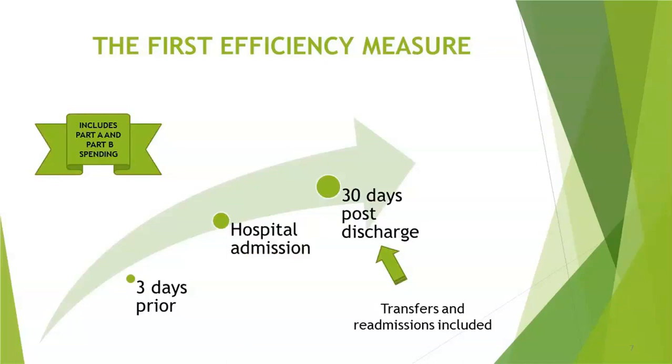So if you have one of these patients readmitted within 30 days, that's going to count within your efficiency score, and it's also going to count against you as a 30-day readmission. The efficiency measure also includes Part A and Part B spending.